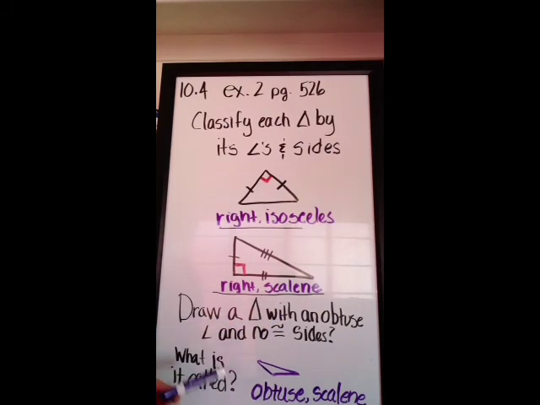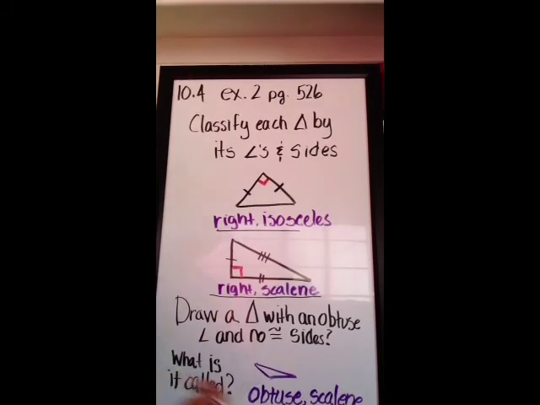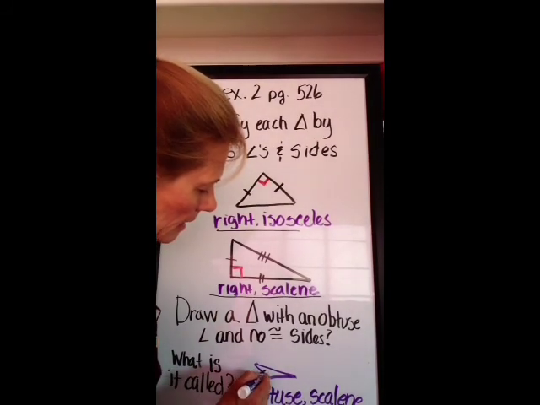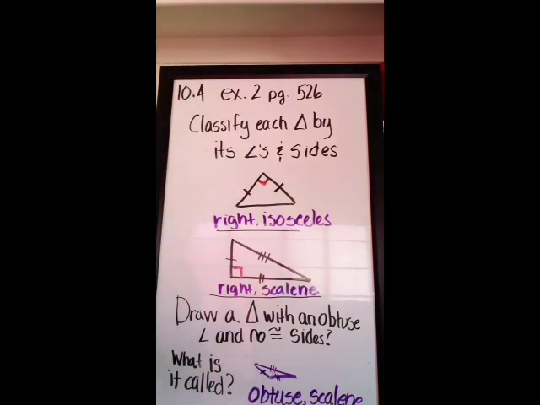Draw a triangle with an obtuse angle and no congruent sides. One obtuse angle, none of the sides. I guess it could indicate that these are not equal or congruent. So it would be an obtuse based on the angle scalene. All right, I hope you did well.